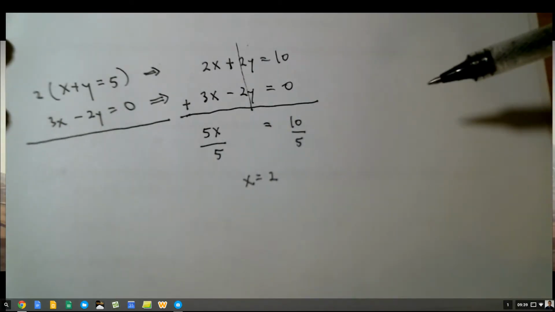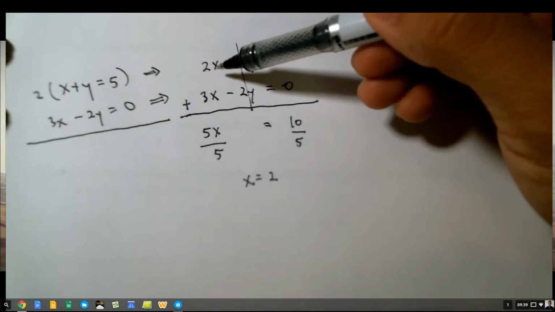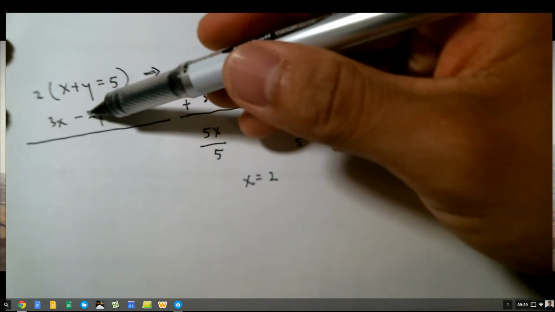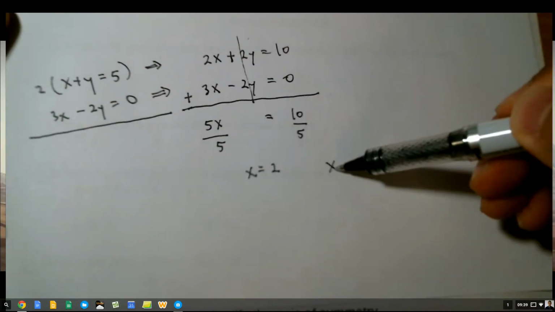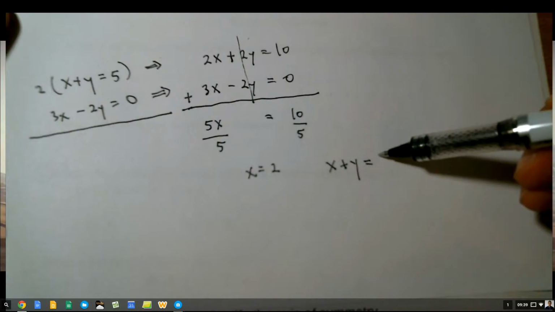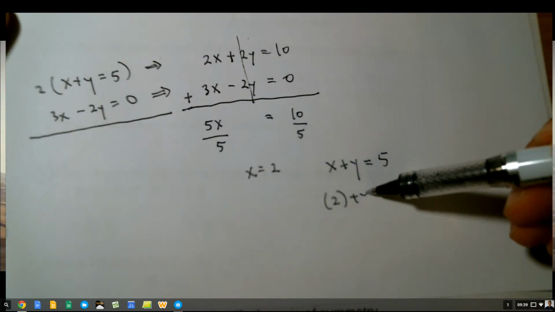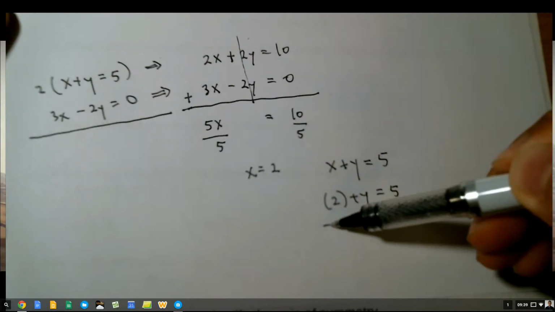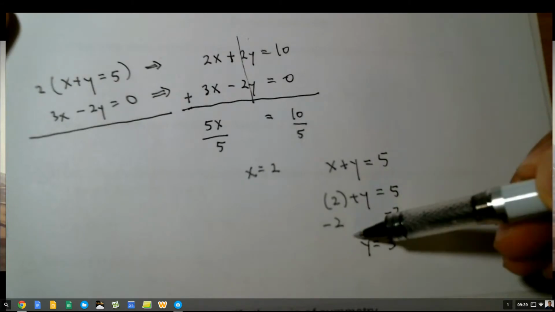What would the y value be? Well, we can get that by simply plugging in x to any one of the equations here and solve for y. So let's plug into the first one. x plus y equals 5. If we plug in 2 for x, 2 plus y equals 5, let's get rid of the 2's. We get y is equal to 3.